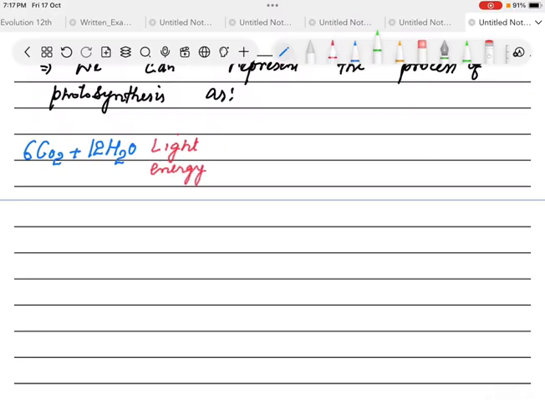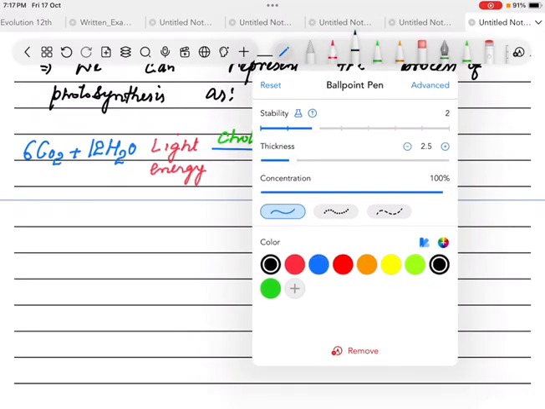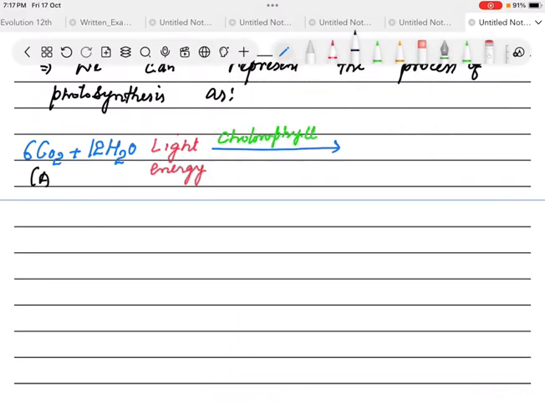And all this happens in the presence of chlorophyll. This carbon dioxide comes from atmospheric air, and this water comes from the soil. And this chlorophyll was present where? Chlorophyll is present in the green leaves of a plant or any other green structure of a plant. And the light energy comes from the sun.